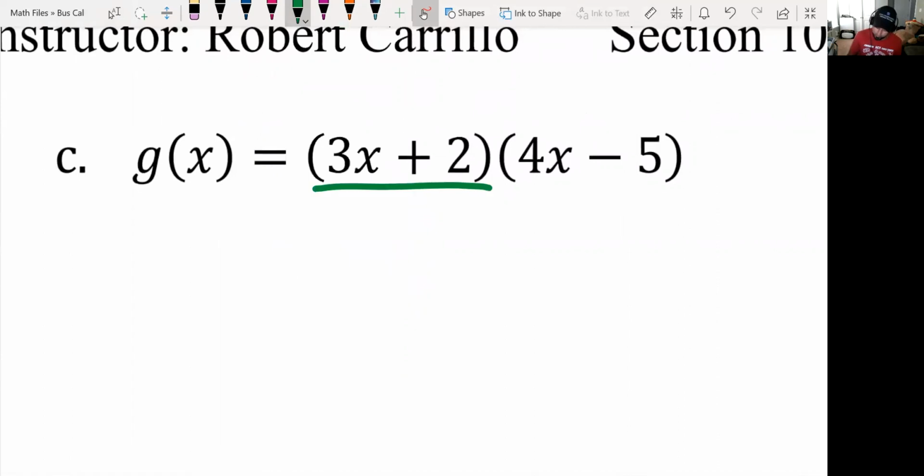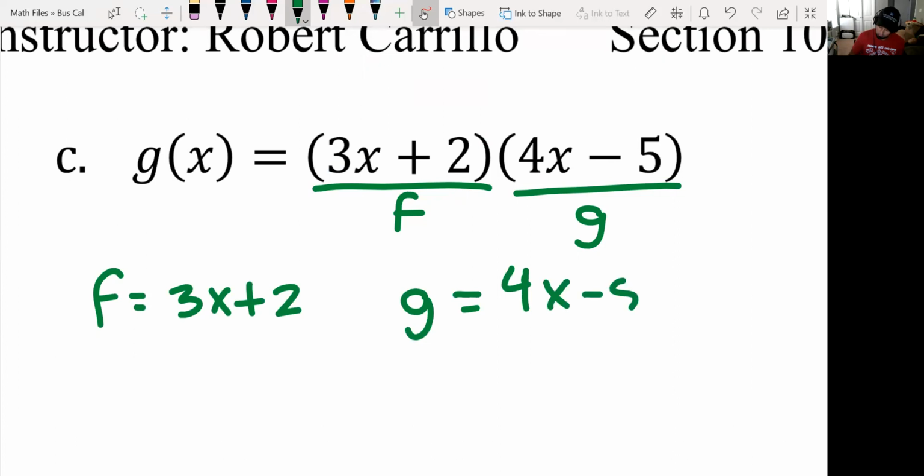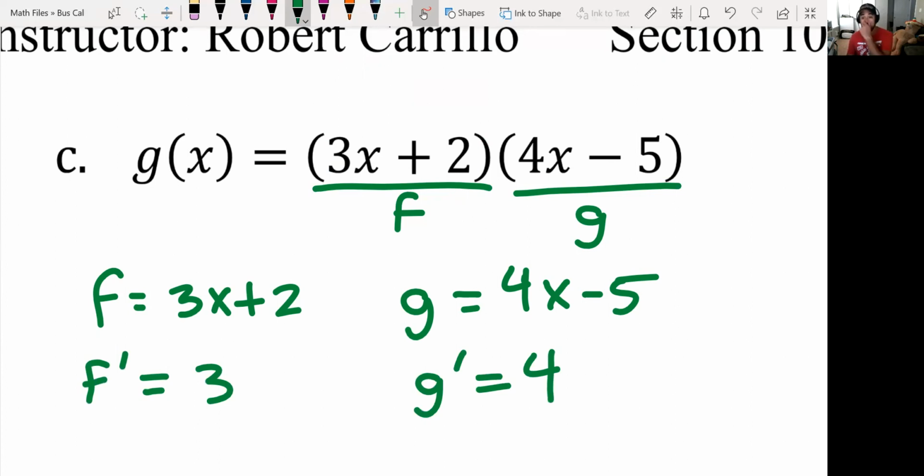3x plus 2 is my F. 4x minus 5 is my G. Label F and G. So here, F is 3x plus 2. G is 4x minus 5. Take the derivative of F. Take the derivative of G. F prime is 3. G prime is 4.